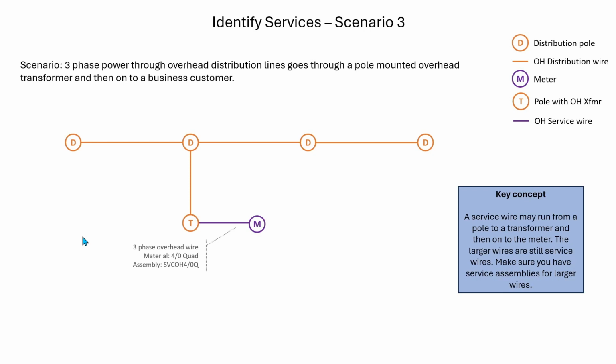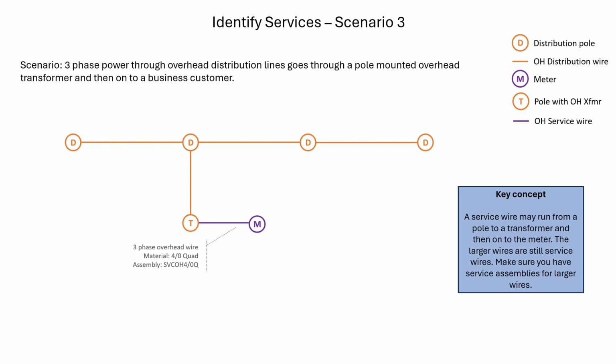In services scenario 3, we have three-phase power coming through overhead distribution lines, going to a pole-mounted overhead transformer and then on to the customer, which in this case is a larger size business. And so this is pretty much the same example as what we had in scenario 1, only the wire sizes are larger and we have a transformer that's involved. Again, since the last structure is this pole with a transformer on it, then anything after that is considered to be service wire.